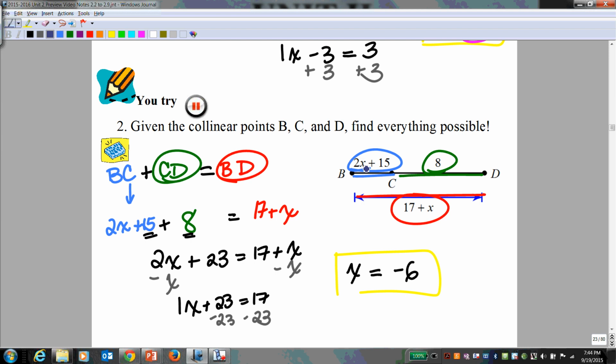So 2 times -6, that's going to make that -12 plus 15, which is going to equal +3. We already have the 8 there. Let's take a look here. 17 plus -6 is going to be +11. Now check your work. From here to here is 3. That's 8. 3 plus 8 is 11. Check. You're done.